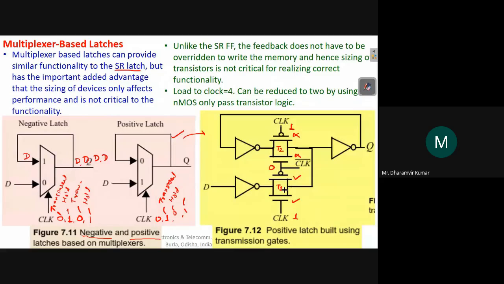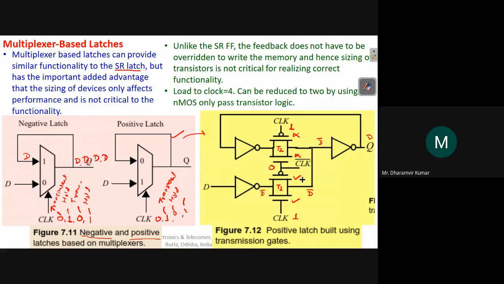So T1 will conduct. When T1 conducts, T2 does not conduct. T2 is not available, T1 is available. So input at T1, let's say this is D, so this becomes D bar. Input at T1, D bar, will be passed to the output of T1. So here you will get D bar. And this is again an inverter used here, a CMOS inverter. So Q will become D.